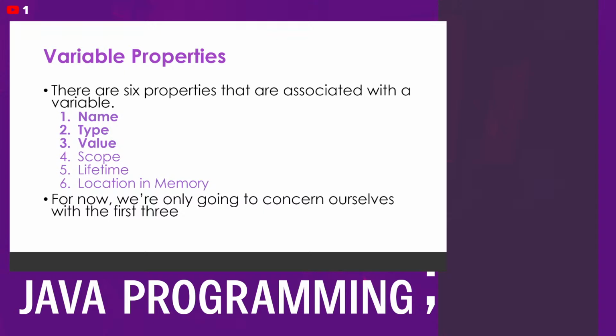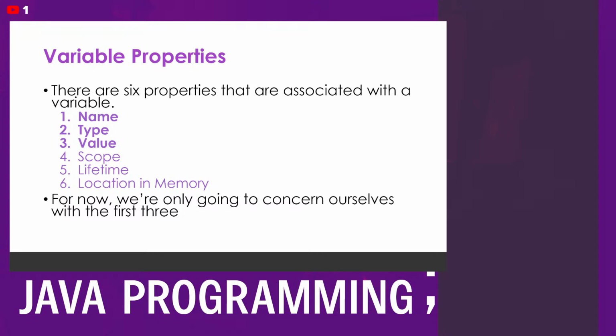For our purposes in this class, since we're just getting started and just doing the basics, we're not going to worry about lifetime. We're not going to worry about location and memory, although we can find that information. We're not going to worry about that information as we go through. So for right now, as we're getting started with variables, we're just going to worry about the first three, which are name, type, and value.